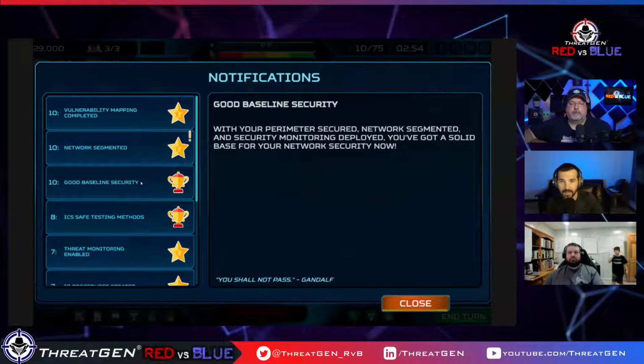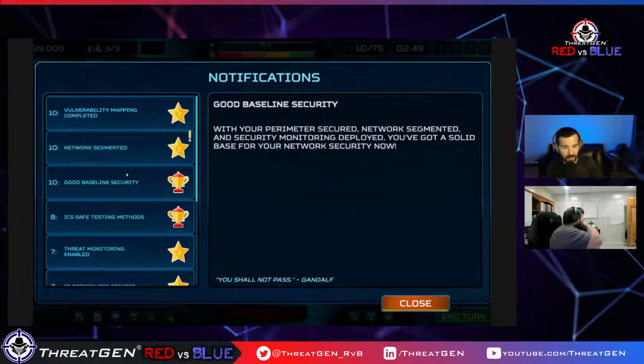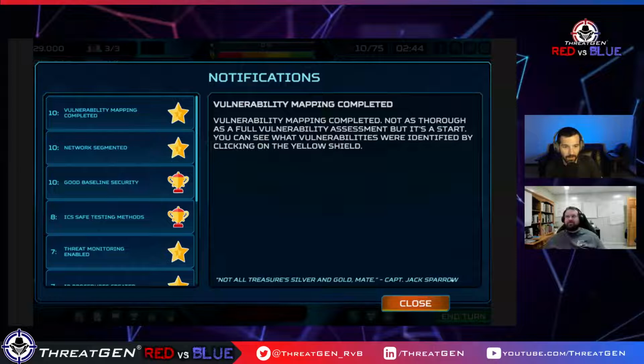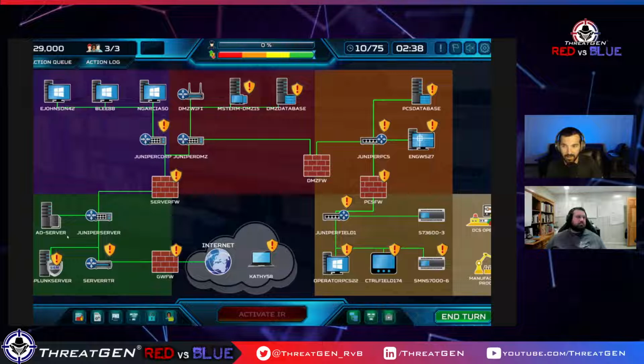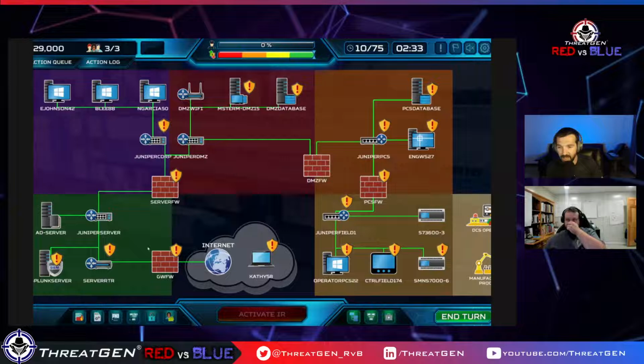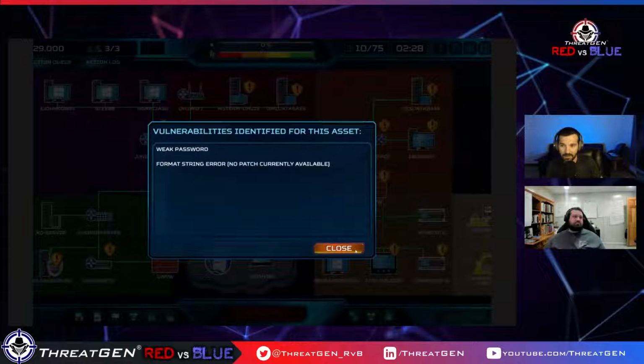Okay, guys. We have gotten a trophy here for upstairs. Yeah, a good baseline security. We've done network segmentation. We've done vulnerability mapping. So we've got some visibility now. You can see here on the interface that the different colored regions indicate that our network segmentation has occurred. And we've also got visibility into our vulnerabilities, which absolutely sucks, especially with no patch currently available for some of these issues.